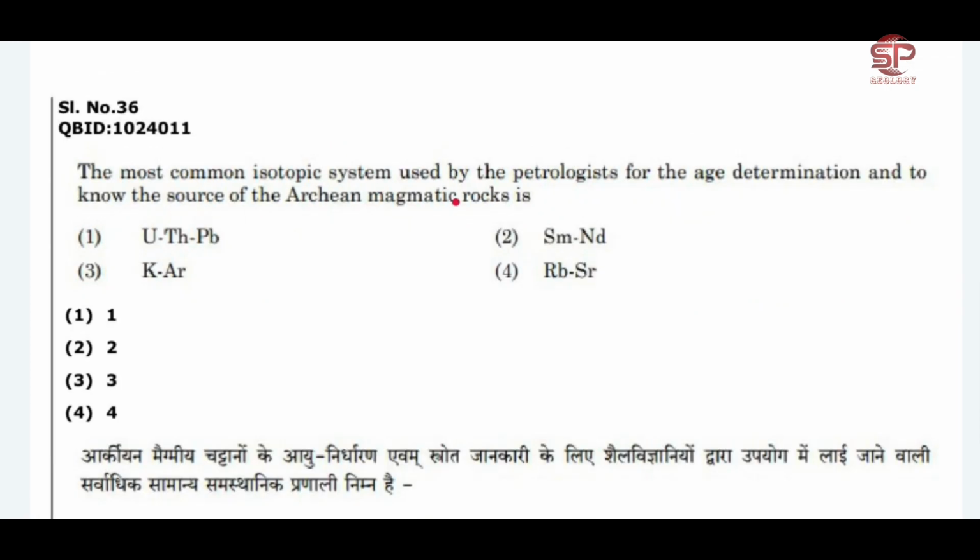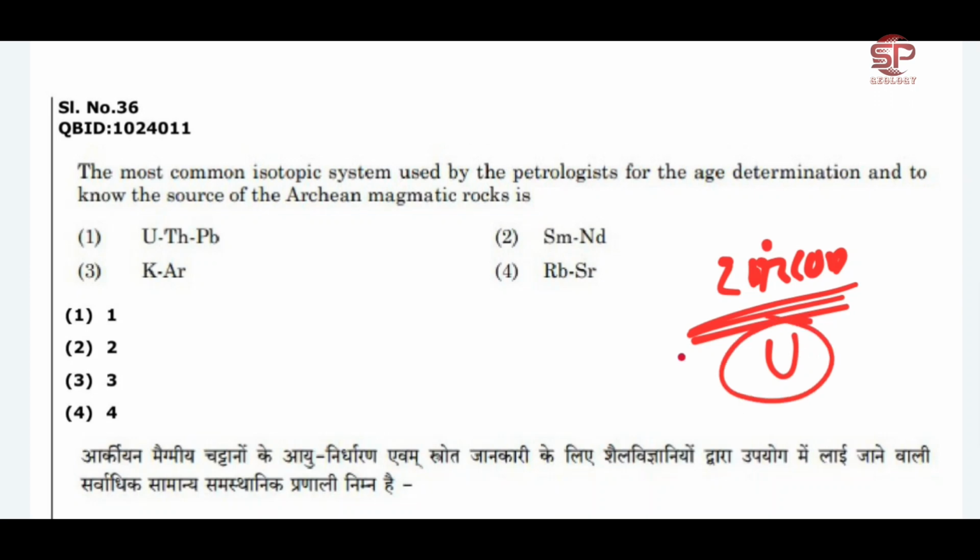The most common isotopic system used by petrologists for age determination and to know the source of Archean magmatic rock. Basically, in Archean magmatic rock, we always date the rock using zircon, because zircon is the oldest mineral, and zircon always contains uranium. So all the Archean rocks are dated through uranium, thorium, lead dating.